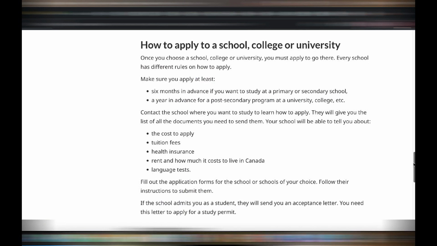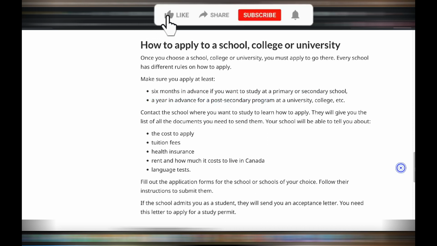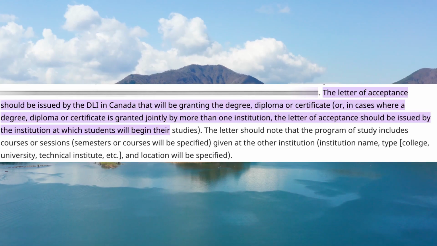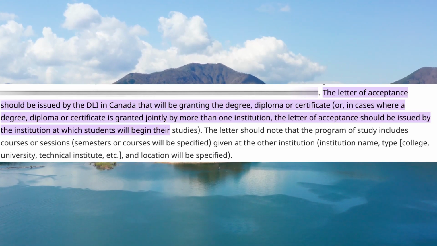Now done looking for your school with DLI and PGWP, let's go to the next step, which is to contact its admissions or recruitment officer. Every school has their own rules on how to apply, so make sure you apply a year in advance if you want to study at a post-secondary school. You should also contact your school so that they can list the documents you need to submit to them. Your school will also be able to tell you about the cost to apply, tuition fees, health insurance, and many more. The third step is to get a letter of acceptance from your chosen school.